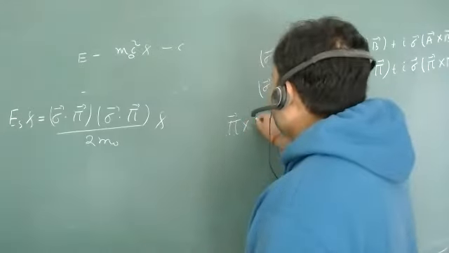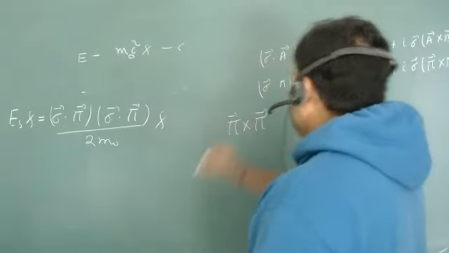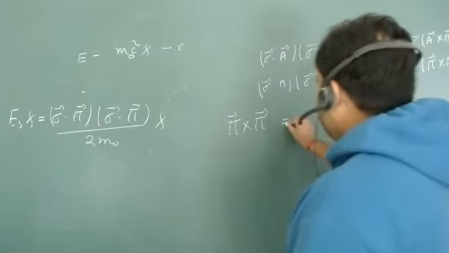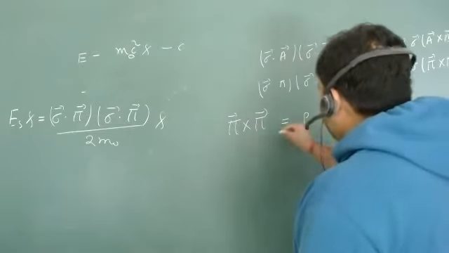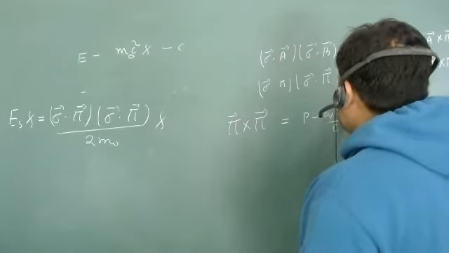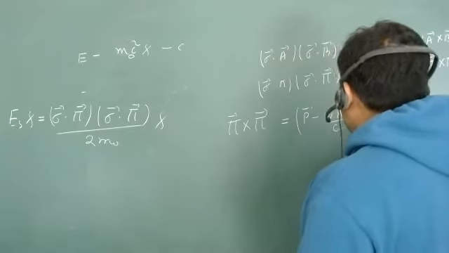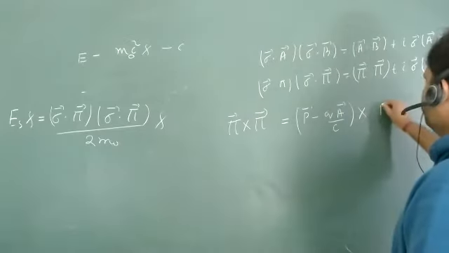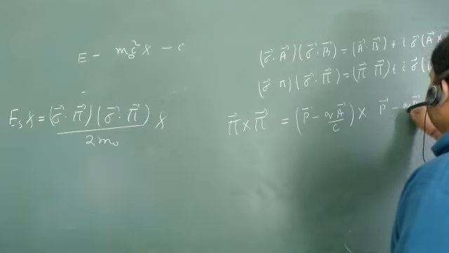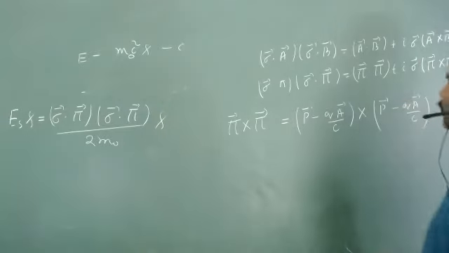और ये भी आपके एग्जाम में एक बार आ चुका है. What will happen, pi cross pi? So what is my pi? My pi is P minus QA upon C, cross P minus QA upon C. Okay.